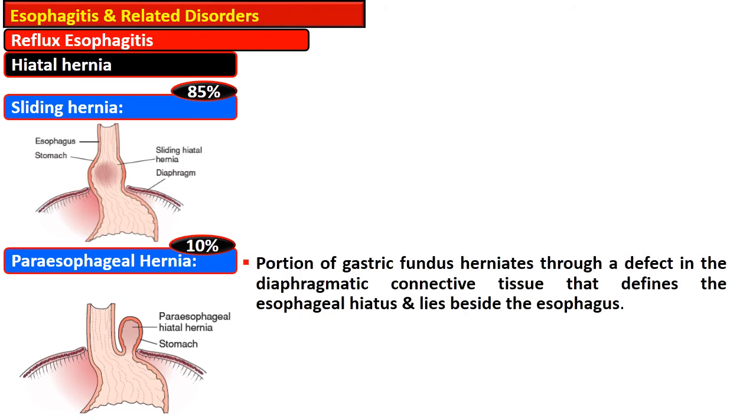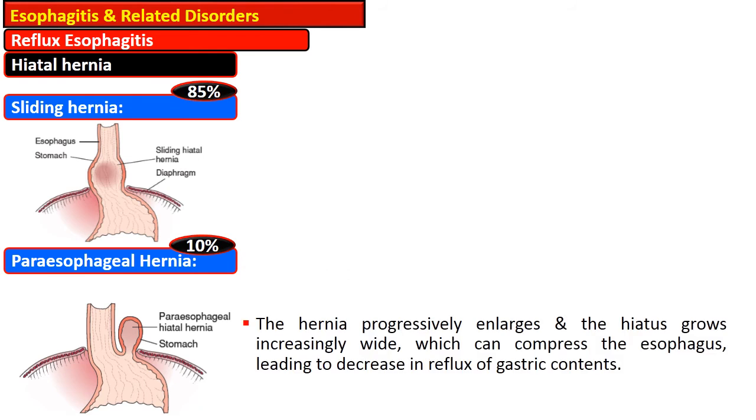Then the paraesophageal hernia is a condition that is characterized by when a portion of the gastric fundus herniates through the defect in the diaphragmatic connective tissue that defines the esophageal hiatus and lies beside the esophagus. The hernia progressively enlarges and the hiatus grows increasingly wide, which can compress the esophagus, leading to decrease in reflux of gastric content.